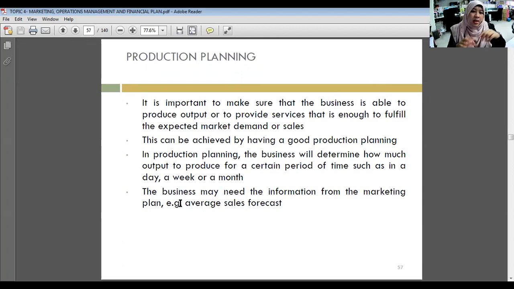It's about production planning. So we have a little bit of minor calculation. As you can see from here, it's important to make sure that the business is able to produce output or to provide services that is enough to fulfill the expected market demand or sales. This can be achieved by having good production planning. In production planning, the business will determine how much output to produce for a certain period of time, such as in a day, a week, or a month. The business may need information from the marketing plan, for example, the average sales forecast. From there, they know how much they want to produce.